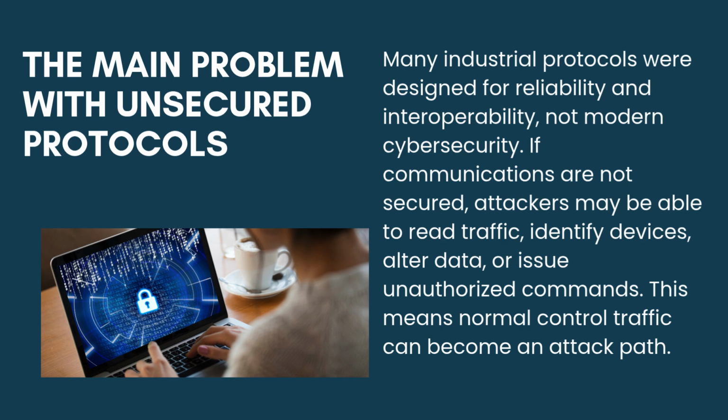To understand why protection matters, let's look at the main problem with unsecured industrial protocols. Many industrial protocols were originally designed for reliability and interoperability, not for modern cybersecurity. If communications are not protected, attackers may be able to read traffic, identify devices, alter data, or send unauthorized commands. This means normal control traffic can become an attack path. In industrial systems, that can lead to consequences far beyond data loss, including process disruption and unsafe operation.